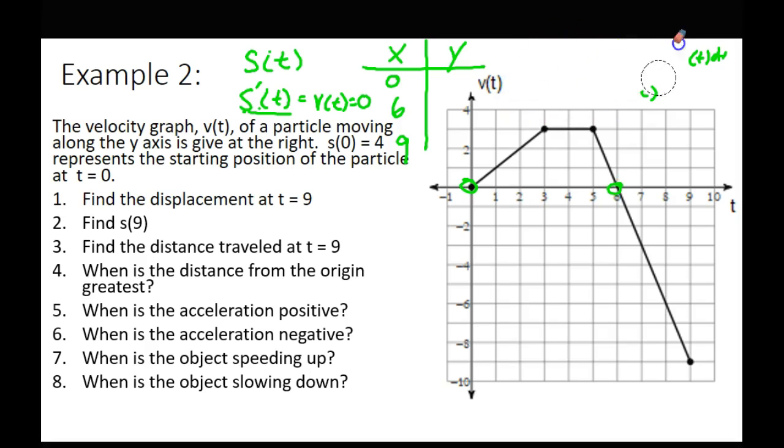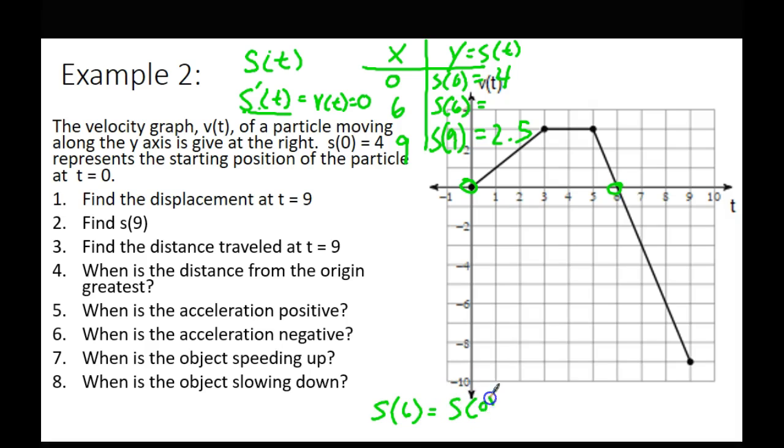Now, I already found S. We already know S of 0. What's S of 0? Okay, S of 0 is 4. And we already figured out 9 earlier as well. What is S of 9? Yes, 2.5 is correct. And we haven't figured out S of 6 yet. So let's figure out S of 6. So S of 6 is S of 0 plus the displacement from 0 to 6.